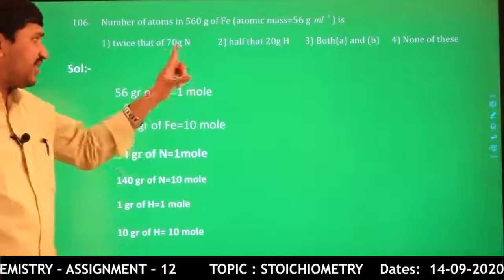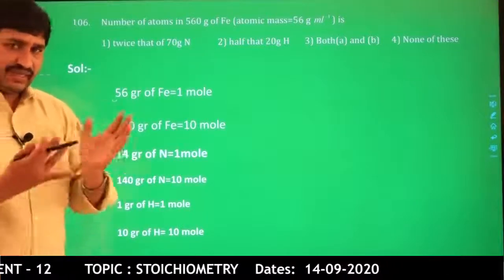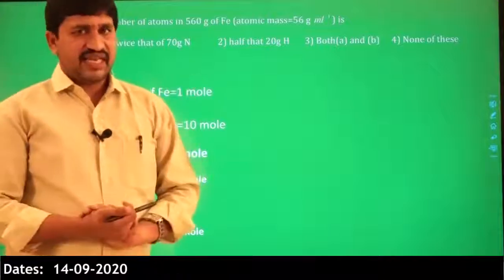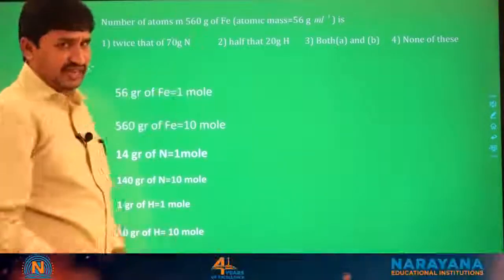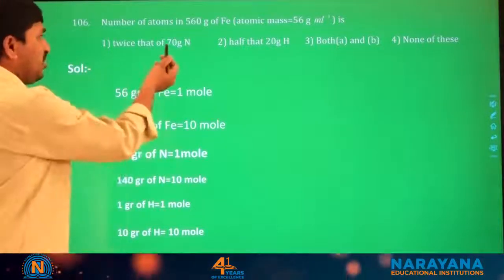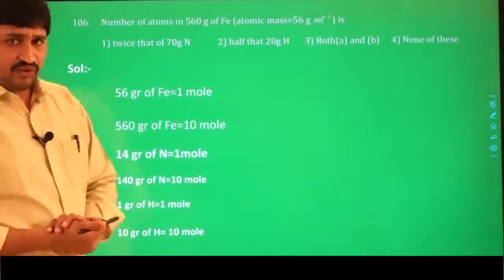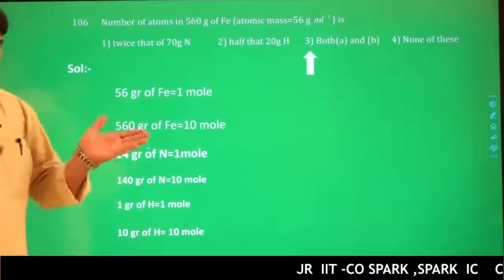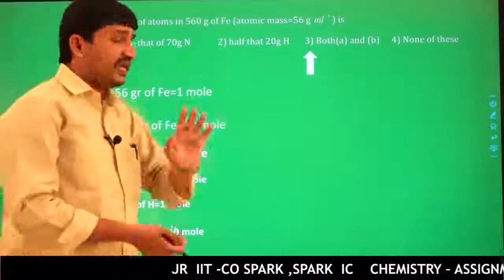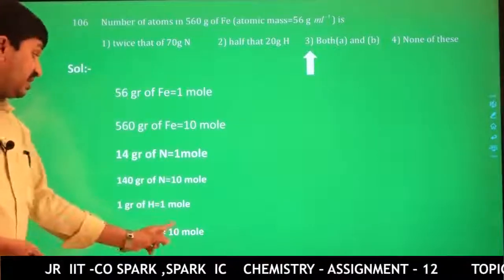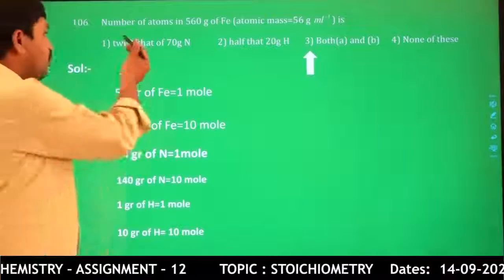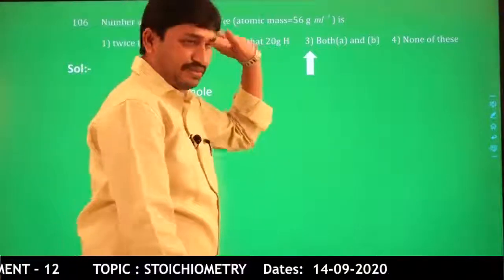Got it? Because here I am applying the mole concept. Under STP condition, the gram molecular weight of any substance is taken as 1 mole. Here 56 grams is 1 mole, then 560 grams of iron is 10 moles. In the same way, 14 grams of elemental nitrogen is 1 mole, then 140 grams is 10 moles. And 1 gram of hydrogen is 1 mole; half of 20 grams means 10 grams, and 10 grams of hydrogen is also 10 moles. So 10 moles, 10 moles, 10 moles, all are the same. That means both 1 and 2 are correct. That is the third option.